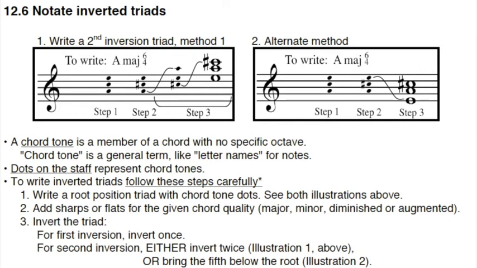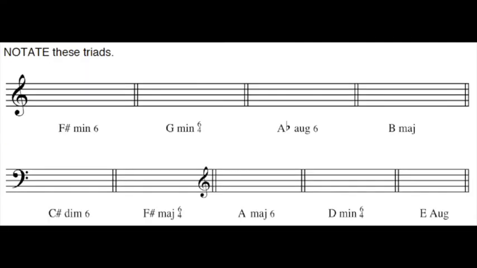So, number 1, write a root position triad with chord tone dots. See the illustration above. Number 2, add sharps or flats to the given chord quality. You are not doing that because we are doing key signatures. Number 3, invert the triad. For first inversion, invert once. Second inversion, either invert twice or bring the fifth below the root. So we are going to notate these triads.